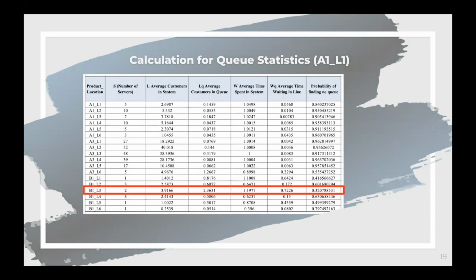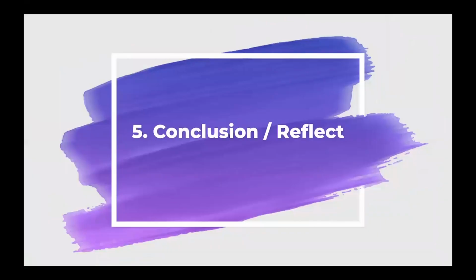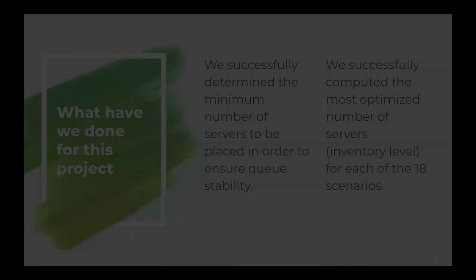From the result, the probability of finding no queue is generally high, which is a good sign. However, there are a few outliers. For example, for B1L3, the probability of finding no queue is only 32%. In this case, we might want to increase the most optimized number of servers despite the fact that the average time spent in the system is low. And with this, I will conclude our project on the queuing model.